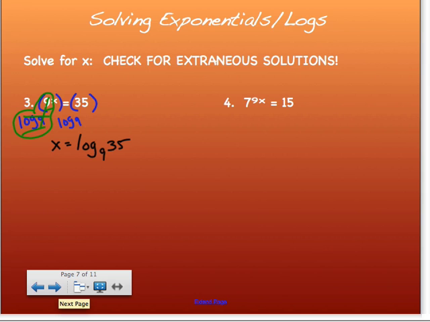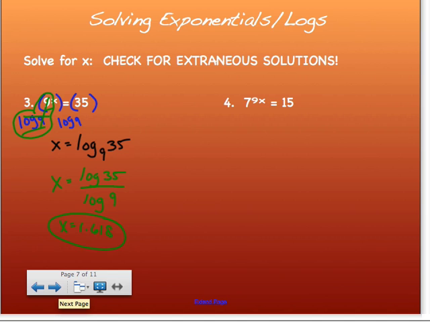If I have x equals log base 9 of 35, I think I can actually calculate that, because now I can do that in my calculator. That really means I have the log base 10 of 35 divided by the log base 10 of 9. Change of base formula. So if you type that into your calculator, I have log of 35 divided by the log of 9. I think I get an x value of 1.618. There's my answer.